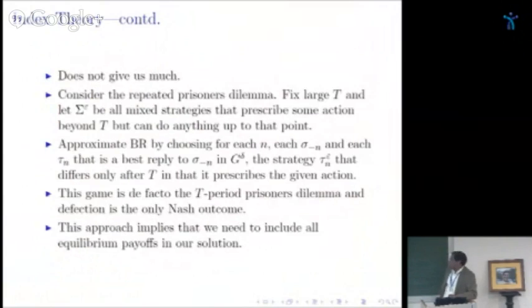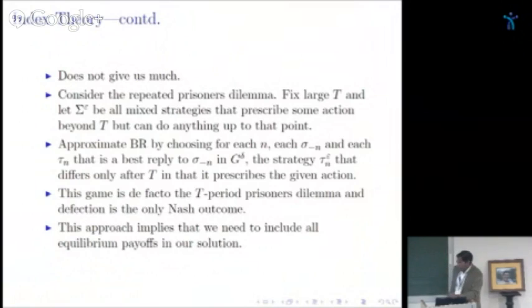Okay, so for instance, these approximations can be things like: take a large time horizon, and look at the T-period game up to that point. And then you just fix some arbitrary action beyond that point, and then you very well approximate the original problem.